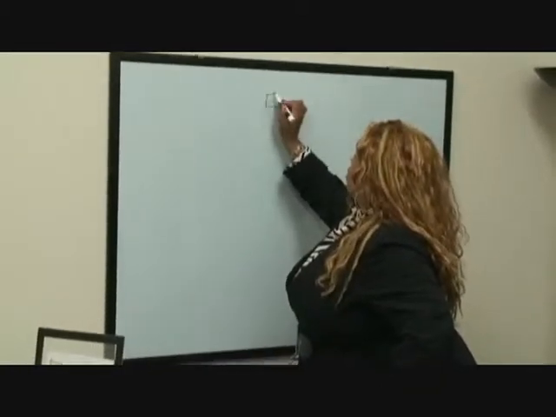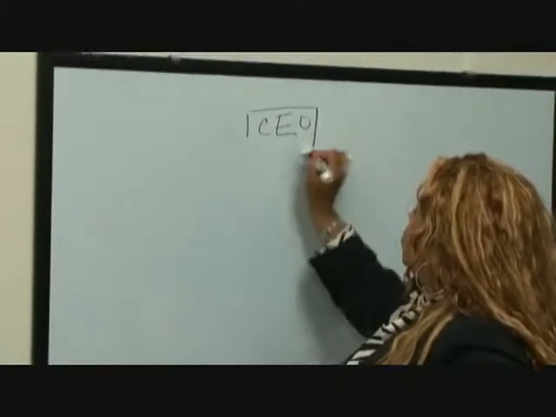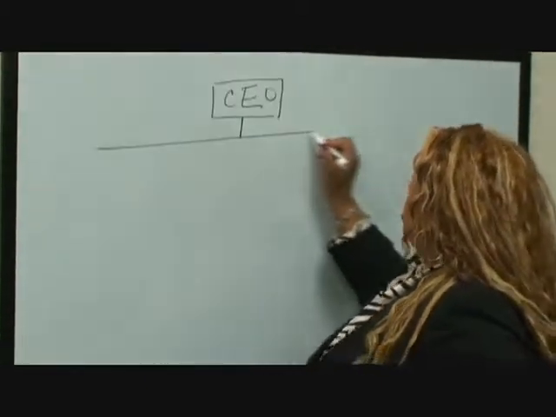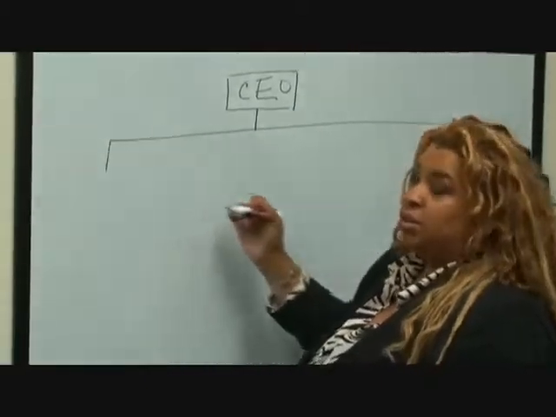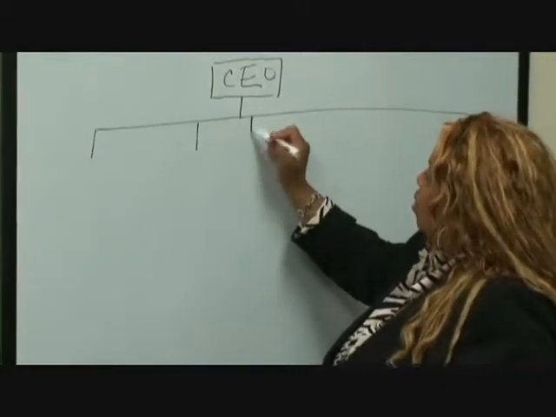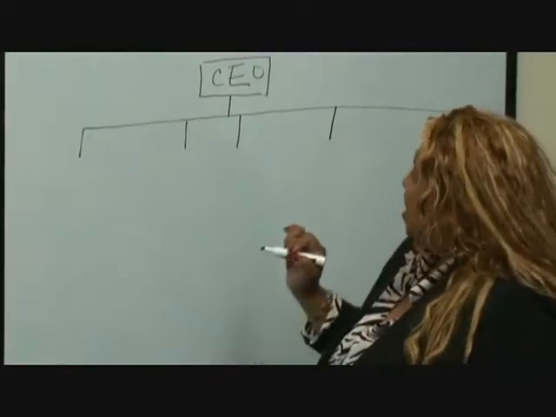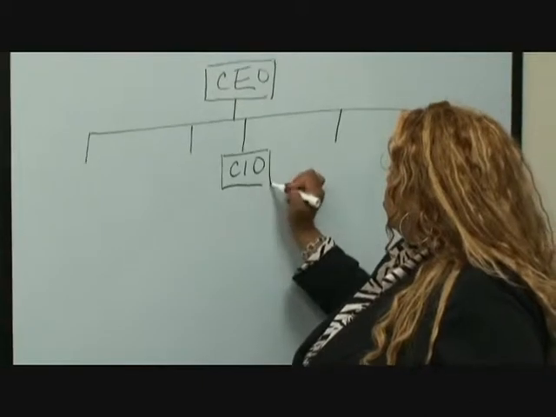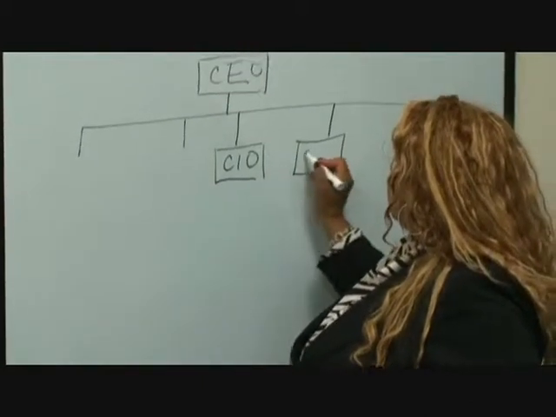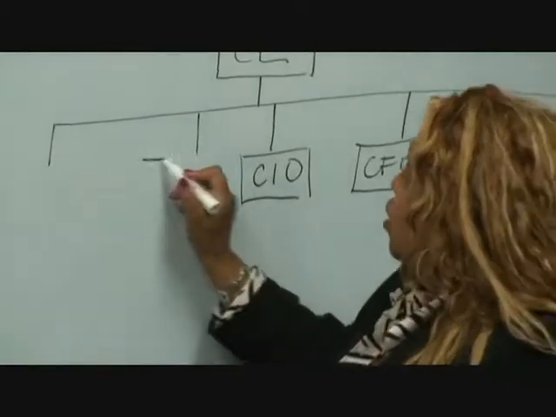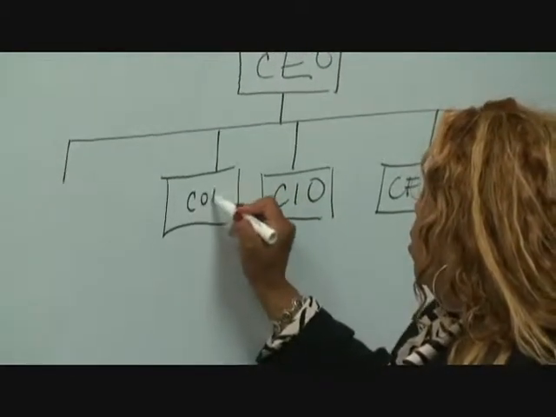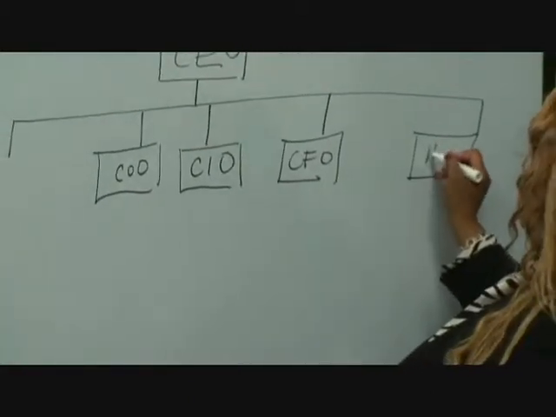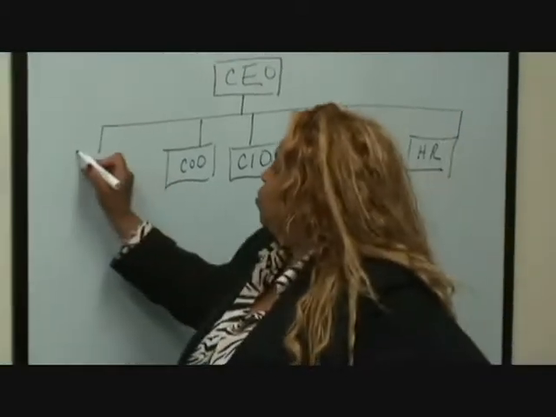So say you've got your CEO on the top. Now, we're going to talk about the next levels down. And we've got these other roles. You've got your CIO. You've got a CFO. There's a COO. There's a CTO and so on and so on. We want to talk now about EPM, so we're going to talk about the HR director and, of course, your PMO director.